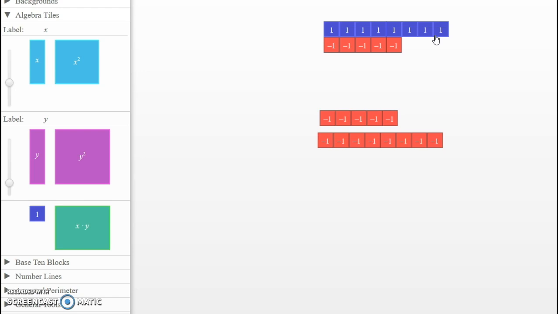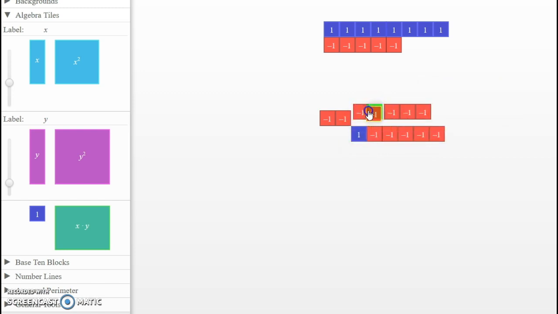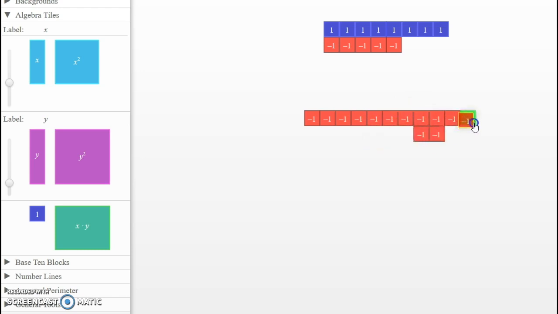The third one down is negative 5 plus negative 8. So we have negative 5 plus negative 8. 1, 2, 3, 4, 5. 1, 2, 3, 4, 5, 6, 7, 8.